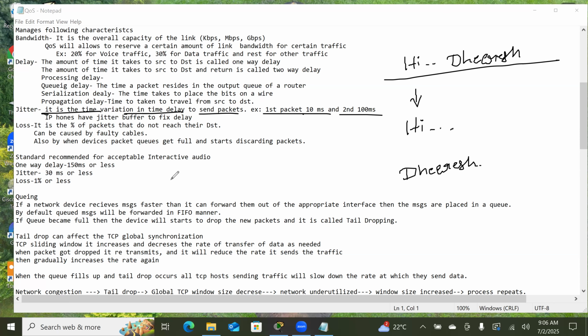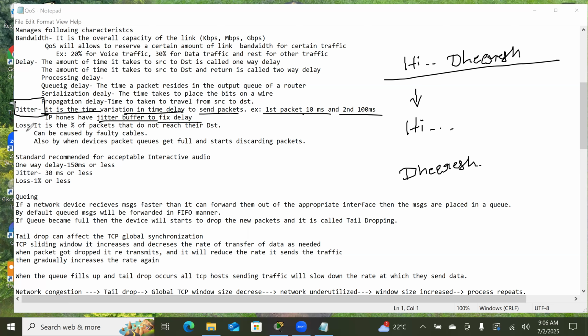So that is the reason IP phones will have their own buffer. It is totally related to voice. Jitter-free means continuously sending the packets without any pauses. Maintaining these pauses is what is called jittering. So IP phones will have a jitter buffer to fix this kind of delay.